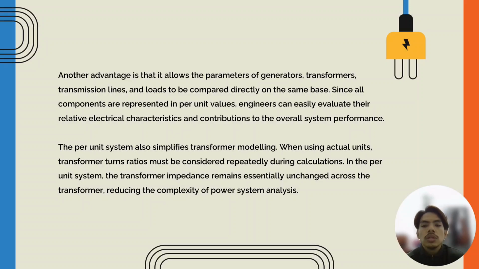When using actual units, the transformer turns ratio must be considered repeatedly during calculation. In the per unit system, the transformer impedance remains essentially unchanged across the transformer, reducing the complexity of power system analysis.